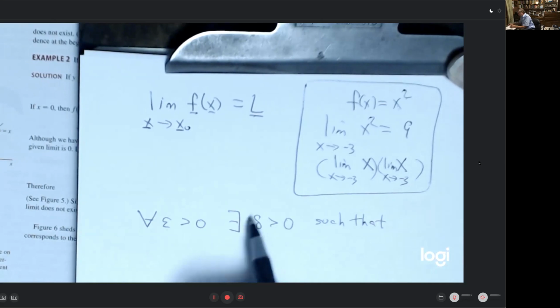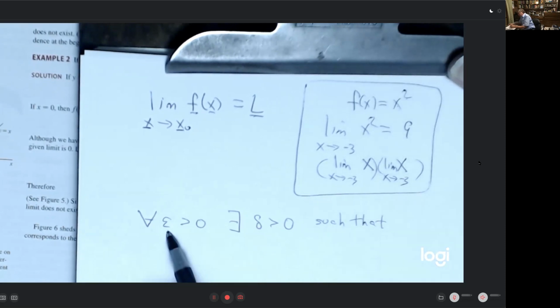For every positive number, there's another positive number. So this number is going to be associated with this number. So for every one of these, I've got one of these. I may have more than one. There exists means at least one. So for each one of these, there is one of these or more, such that. Now, next is another one of these.